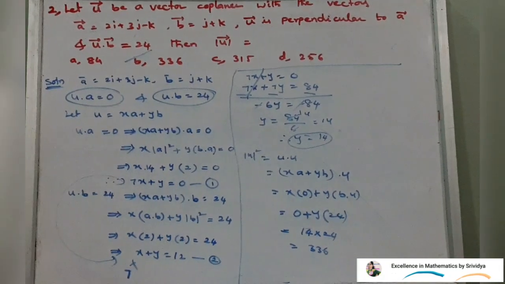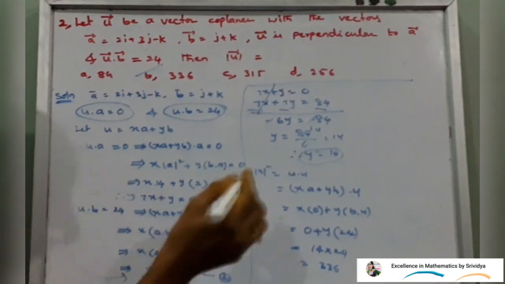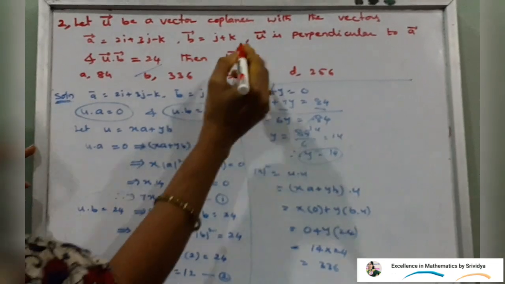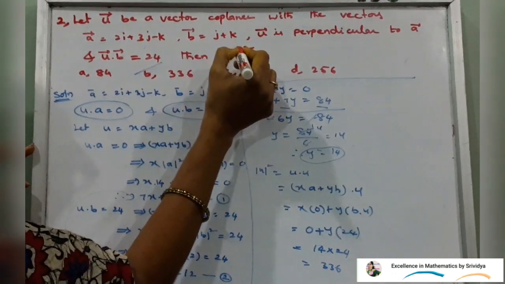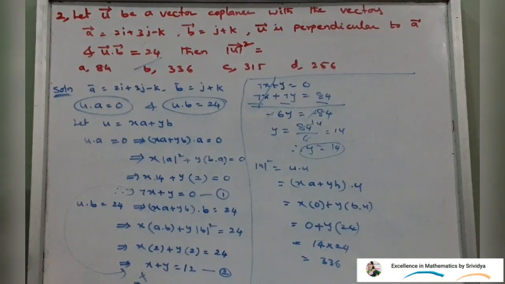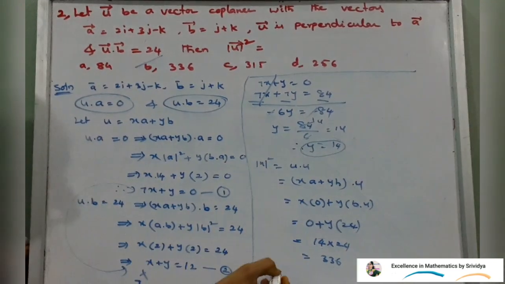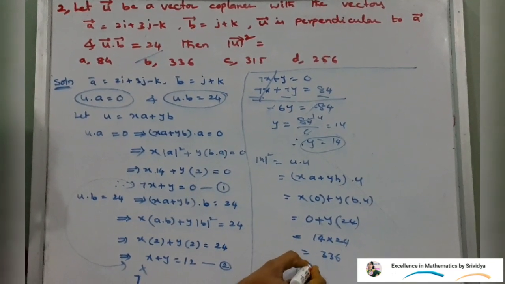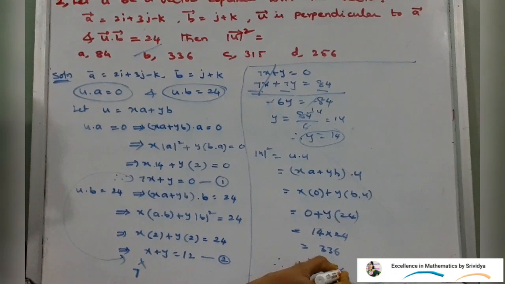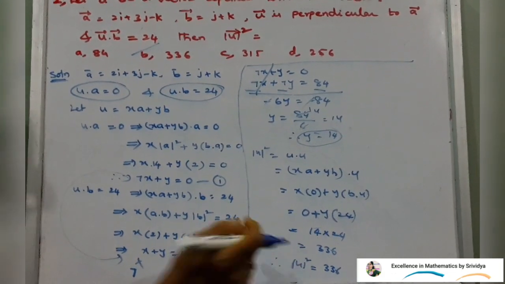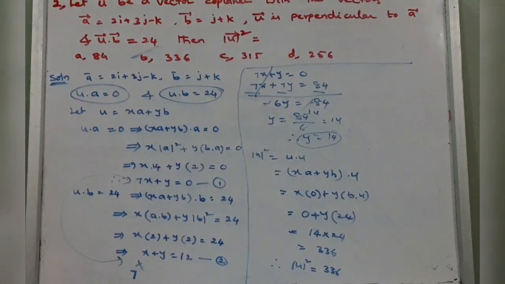Your answer is B. Sorry, there is a mistake in this question. It should be square here, mod u square. Correct it now. Therefore mod u square is equal to 336. B is the correct answer.